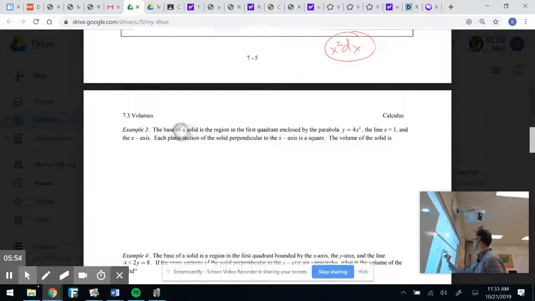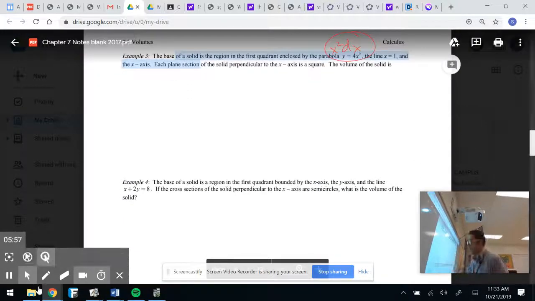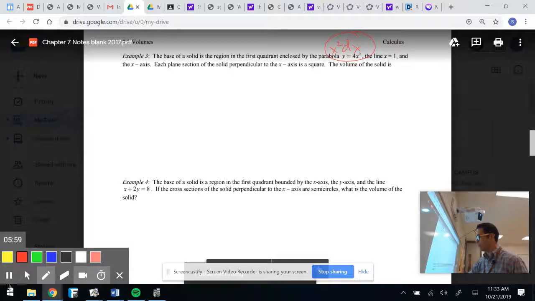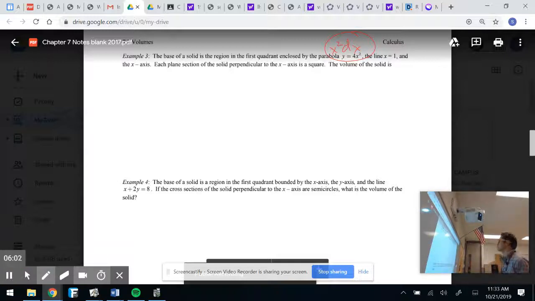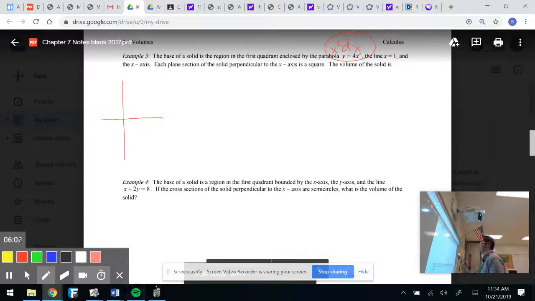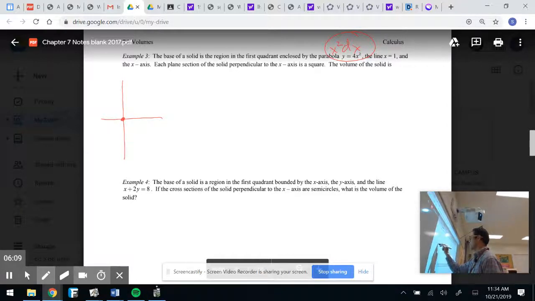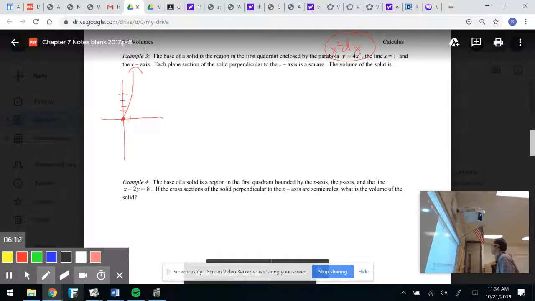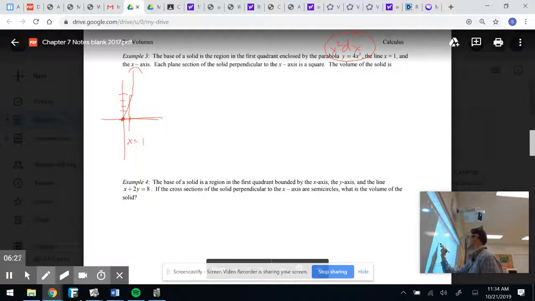So here we go, example 3. Let's take a look at this guy. The base of a solid is the region in the first quadrant. Okay, so I'm going to be talking just about the first quadrant. And it's a parabola, y equals x to the 4. So I could go 0, 0, 1, 2, 3, 4. Boom, it gets steep pretty darn quickly. And I'm only in the first quadrant, so I'm only going to draw that piece. We're at x equals 1. So there's my x equals 1, right, class? x equals 1, and the x-axis. So boom, let's shade that region, which would be this region right here. Okay, that's the region I'm talking about.